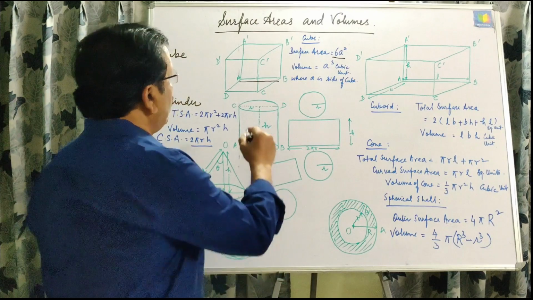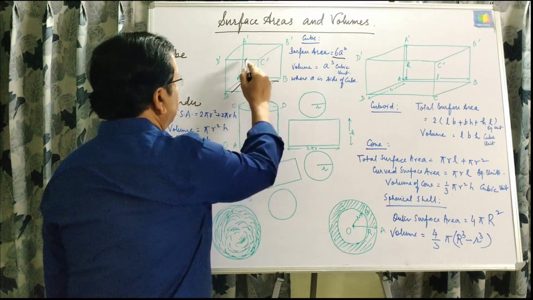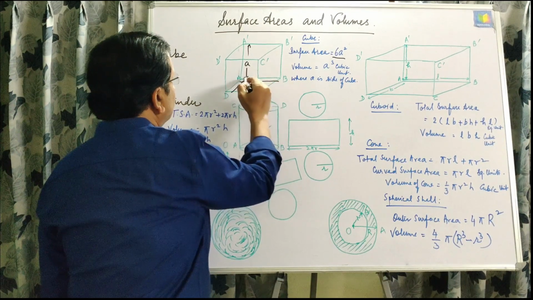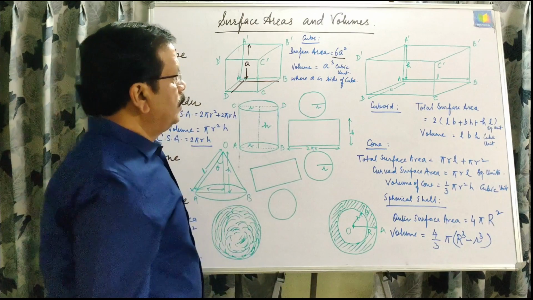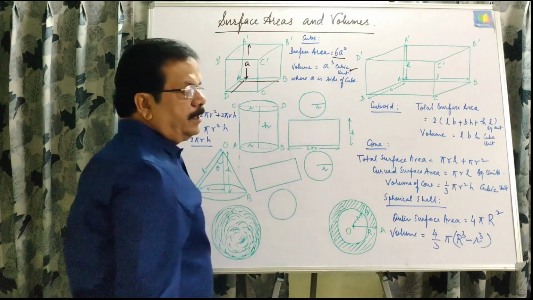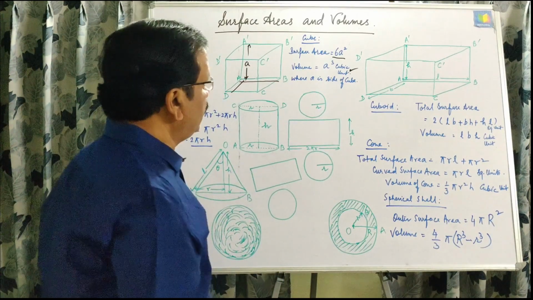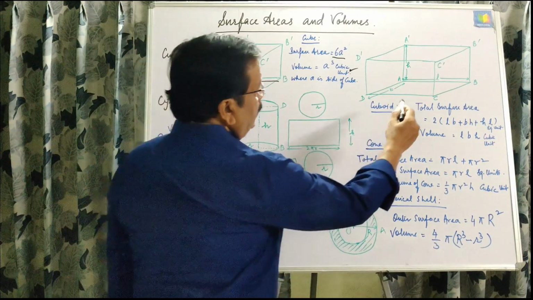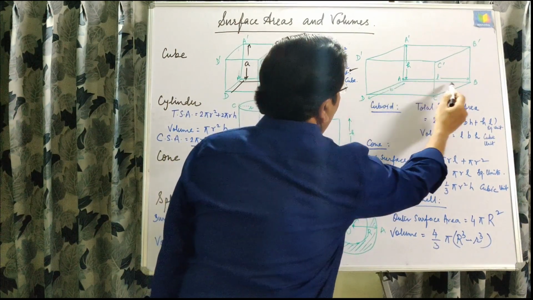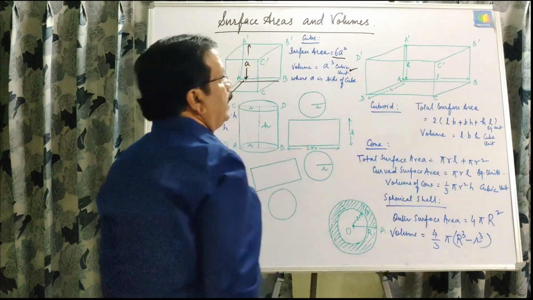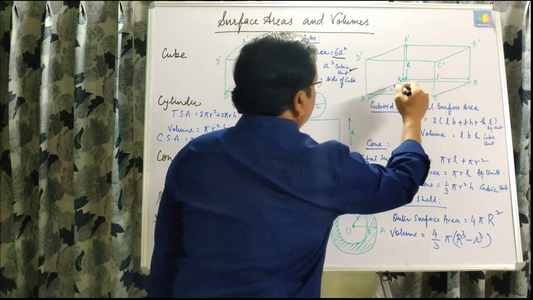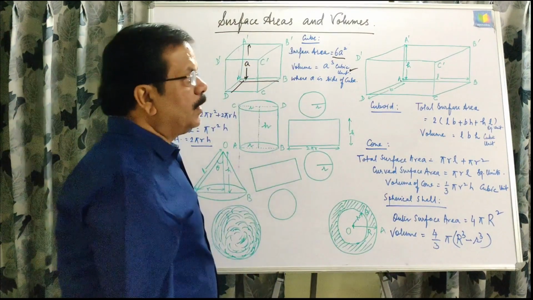In the same way, for volume, it is area of base into height, and since all sides are of the same length, it is A square into A, that is A cube. This is for volume, and the unit is cubic unit, in centimeter, meter, whatever is given. For the volume of a cuboid, the area of the base is B into L, and then height, so L B H, because in a cuboid length, breadth and height are not of equal length.